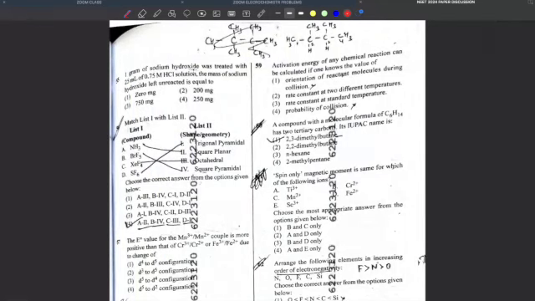Next, 1 gram of sodium hydroxide was treated with 25 ml of 0.25 molar HCl solution. The mass of sodium hydroxide left unreacted would be? We'll do this physical question later and solve it. First we will see the important match the following questions.